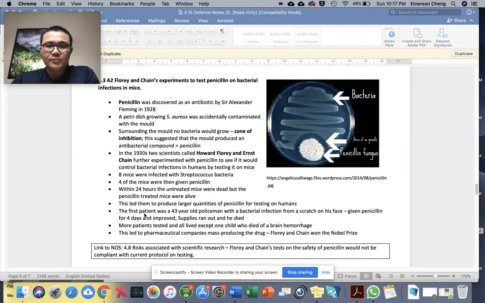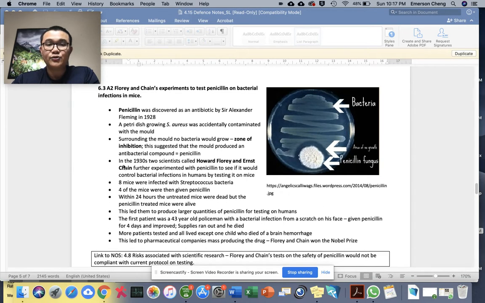Now, this here is a history lesson, so to speak, of how penicillin, the first antibiotic that was discovered, was tested. What were the experiments used to test antibiotic on mice? So if you look at it, this is the fungus that produced the antibiotic. This is the area of no growth, also known as the zone of inhibition. And they were actually just trying to grow bacteria.